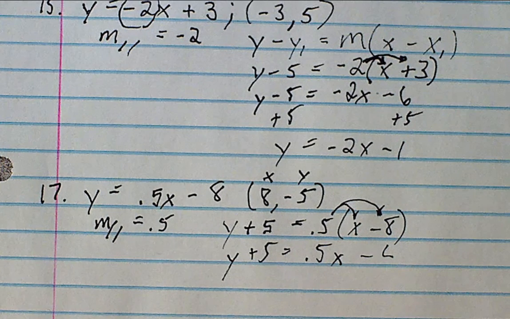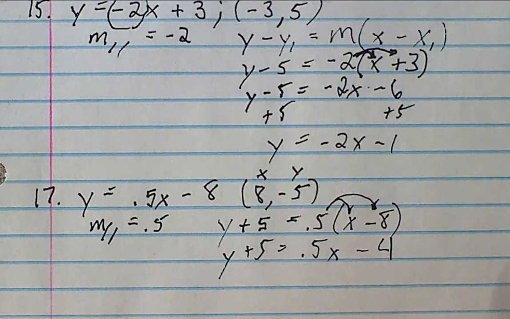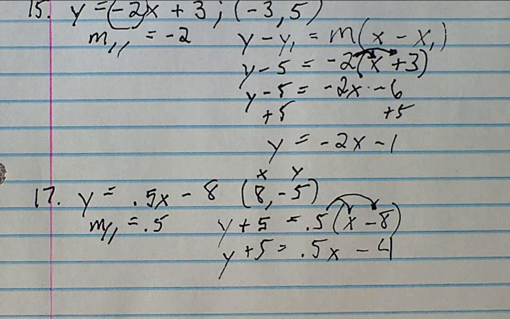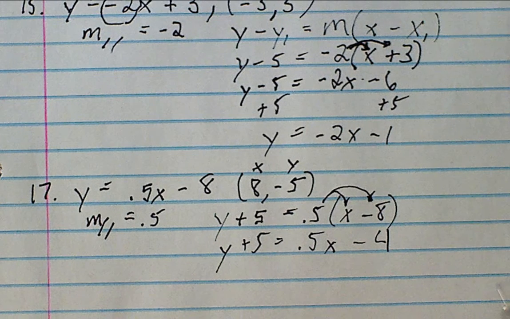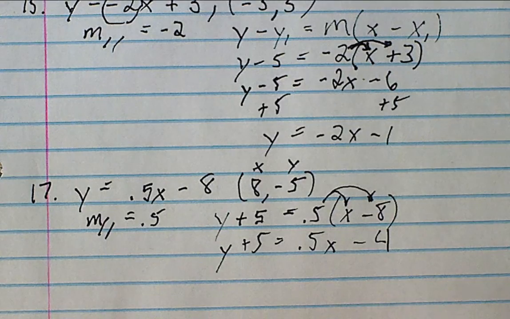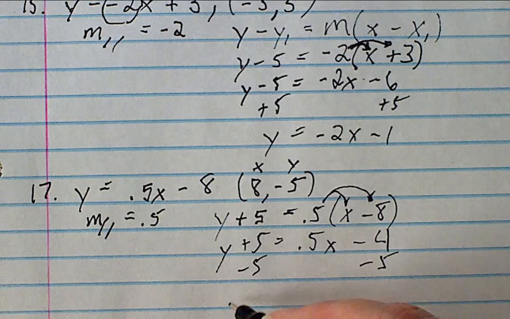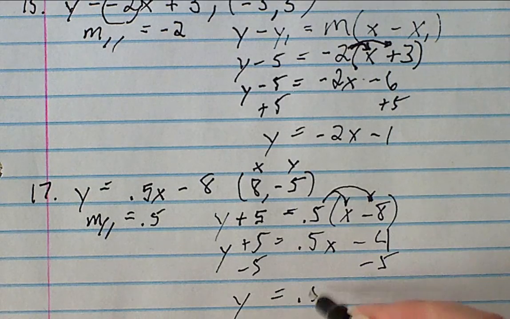So if I added 5 to this side, I'd have 10. So how can I get rid of 5? So it would be minus it. So I have y equals 0.5x, and we have minus 9.